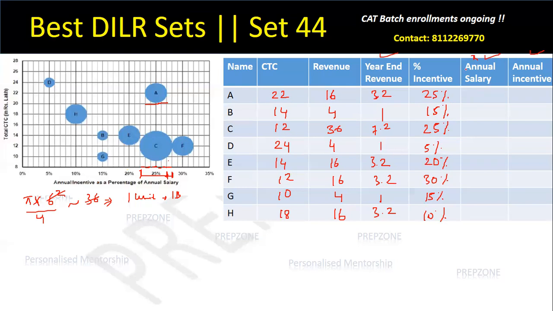So x plus 1.25x plus 3.2 has to be equal to 20. Now you all have the on-screen calculator, which you can use to calculate the individual values, and you can start filling this table. So let's see how much it comes to.